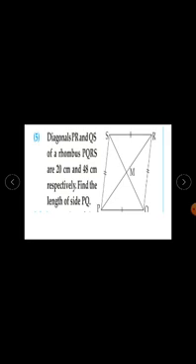Now in triangle PMQ, diagonals of a rhombus are perpendicular bisectors. So for this triangle PMQ, angle PMQ is equal to 90 degrees. Diagonals of a rhombus are perpendicular to each other. So we can use Pythagoras theorem. Therefore PQ square equal to PM square plus QM square.